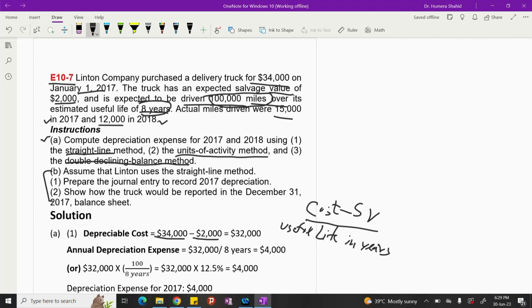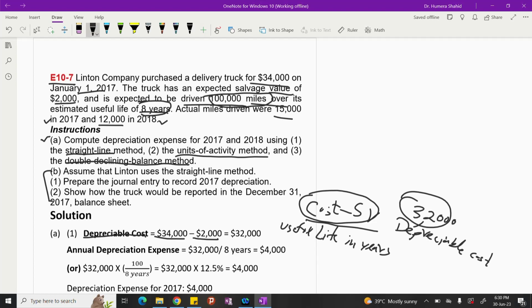Salvage value is 2,000. So the numerator becomes 32,000. This is known as depreciable cost. So in other words, you can say depreciable cost divided by life in years is the formula for straight line method. So I got depreciable cost 32,000, life in years is 8, so 4,000 is going to be annual depreciation.